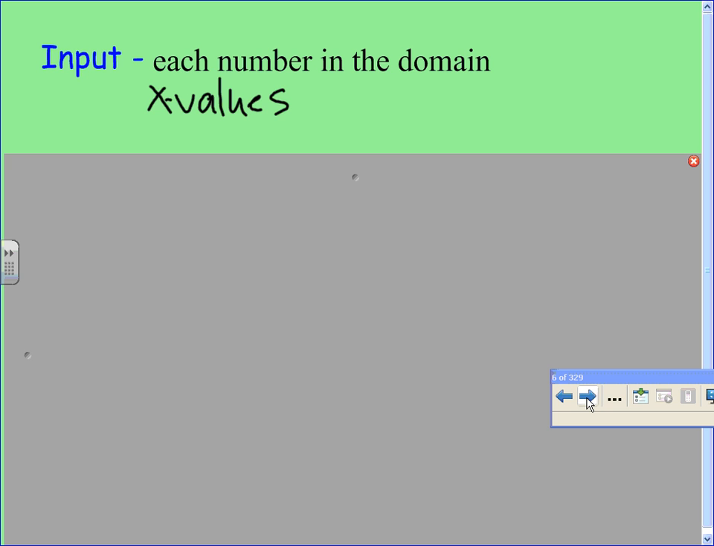Okay, input is another name for x. So I'm just throwing in another name for independent and for x and for domain. Okay, your input is each number in the domain. These are the x values.